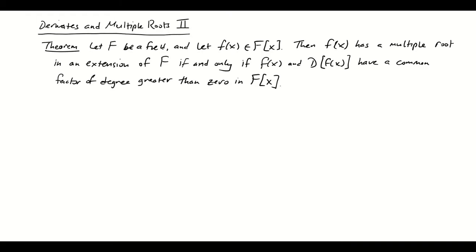In this video, we're going to finish the theorem that we started last time, which is that if f of x is a polynomial in F adjoin x, then f of x has a multiple root, a root of multiplicity more than 1, in an extension of F if and only if the polynomial and its derivative have a common factor of degree greater than 0 in F adjoin x. Last time we proved that if f of x has a multiple root, then it has to have a common factor of positive degree with its derivative, so now we'll prove the converse.